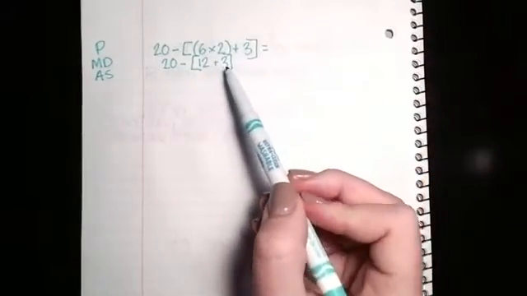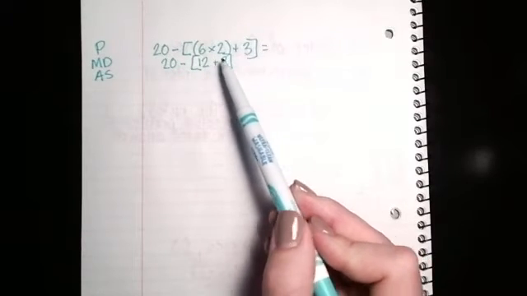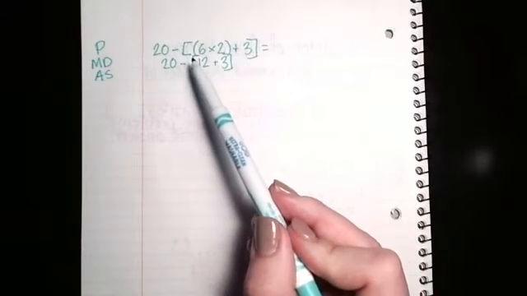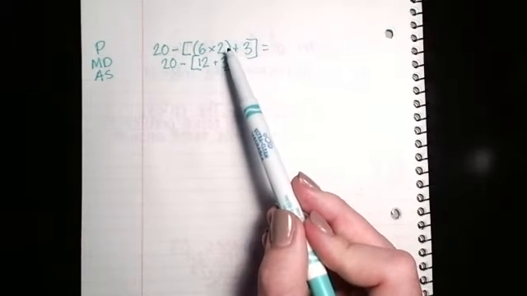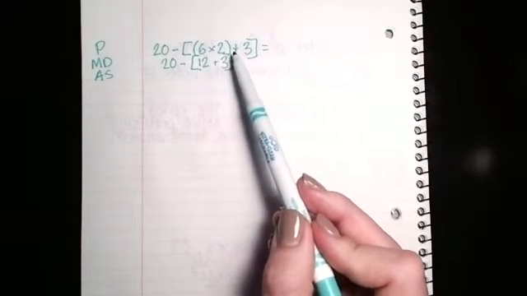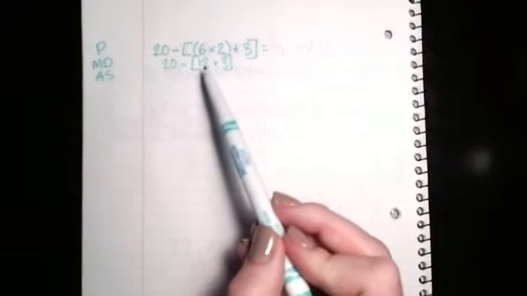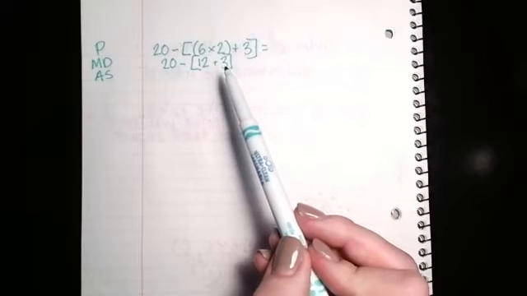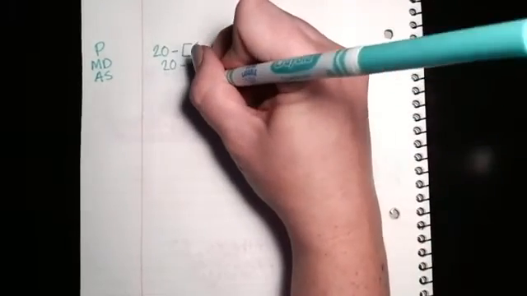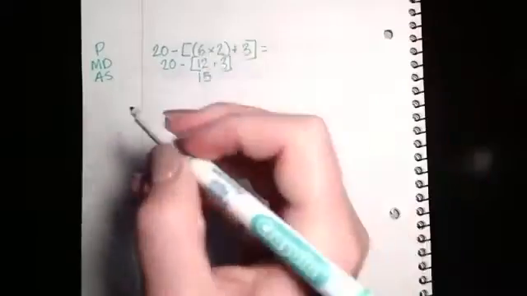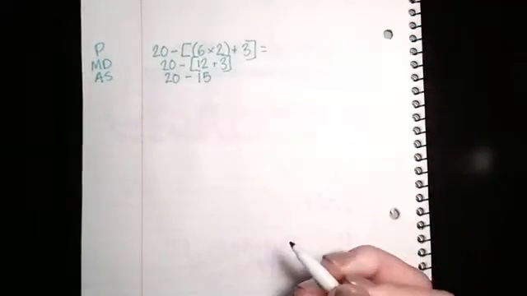Okay, I have 20 minus 12 plus 3, okay? I kept these brackets because I haven't completed them yet. I only did these parentheses, the 6 times 2. There are more parentheses outside of that that I need to still complete, okay? I'm not done with the parentheses yet. 12 plus 3 is still in parentheses, so I need to complete that. 12 plus 3 is 15. And now I can drop down the other part, 20 minus 15.